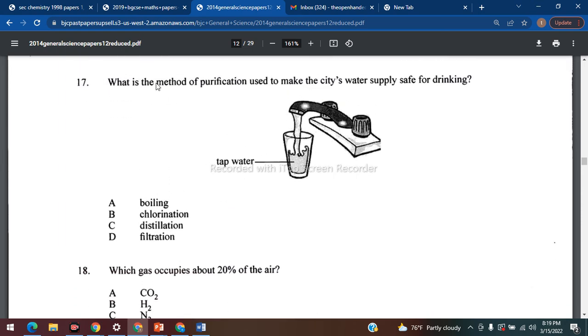What is the method of purification used to make the city water supply safe for drinking? Distillation, maybe filtration, boiling, chlorination. Yeah, you add chlorine to your water. Chlorination. Okay. So they use chlorine tablets to purify the water. That's one method of purification. They use it on a big scale, chlorination.